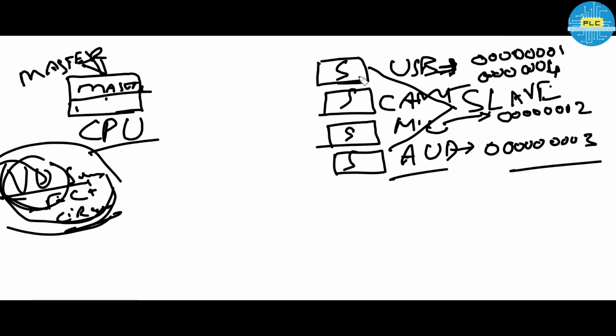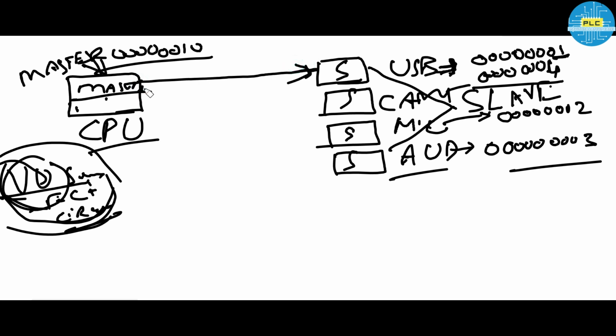All slaves and the master should have a unique address. It should not overlap. Now the master is 0000010, something; let's just consider it a 10 something. Now this master should communicate with this slave.